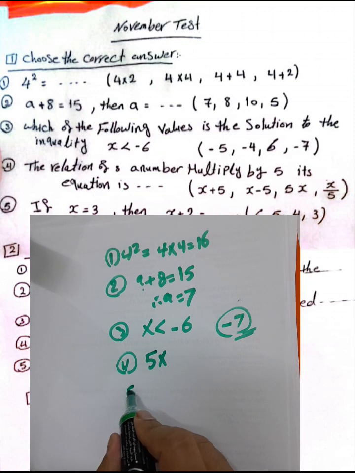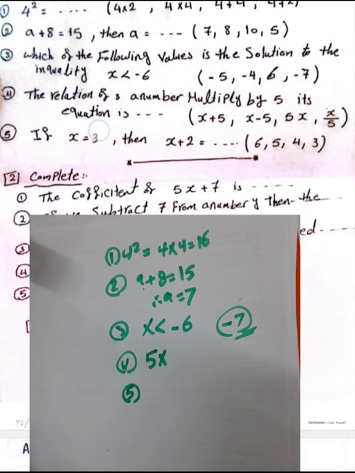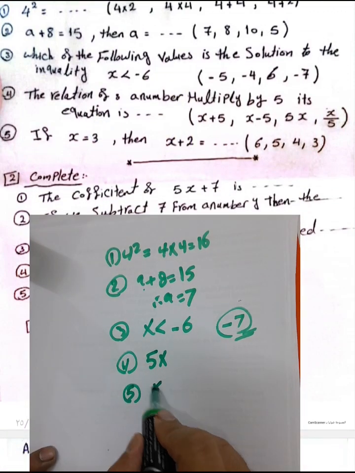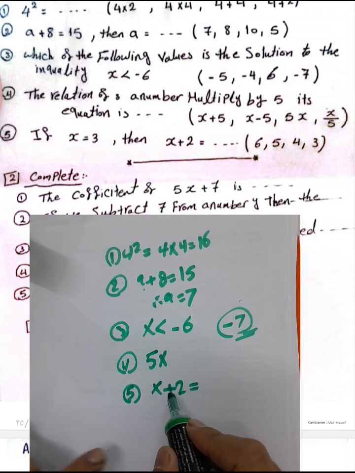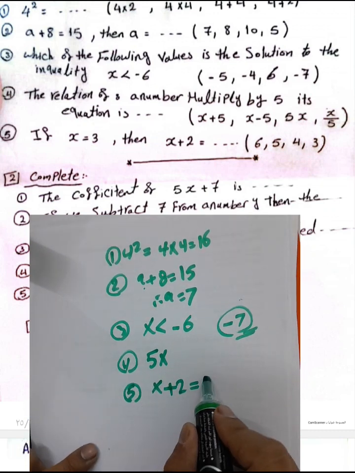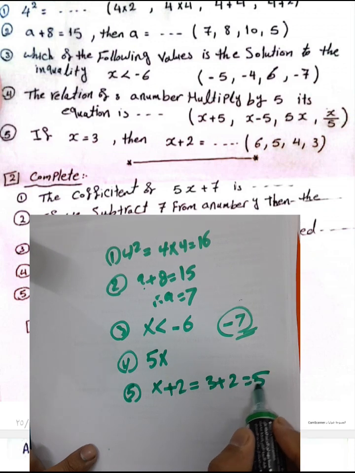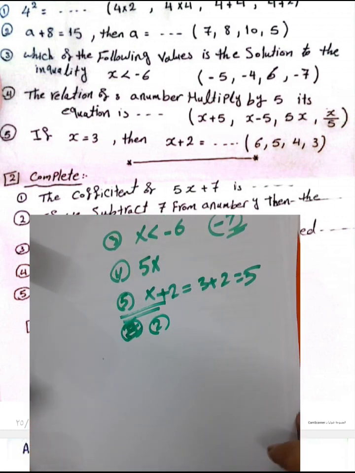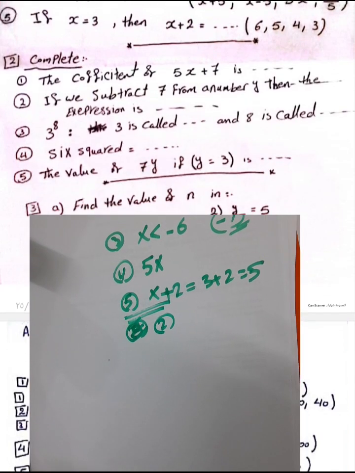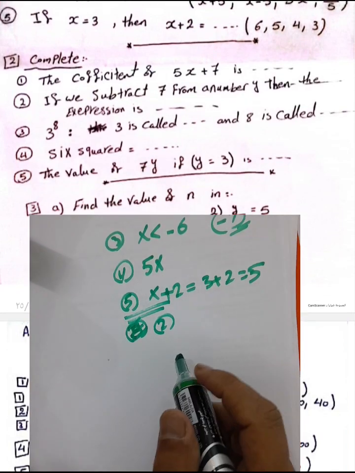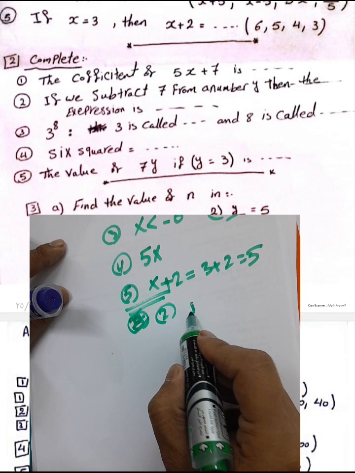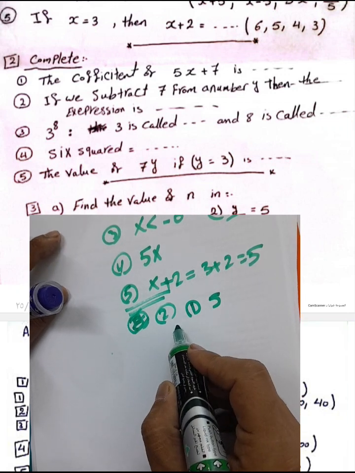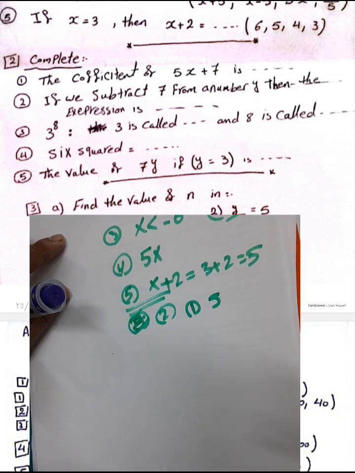Okay, question number 5. If x equals 3, then x plus 2. It means put x equal 3 here, then 3 plus 2 will be 5. Okay, next, question number 2, complete. The coefficient of 5x plus 7 will be 5.